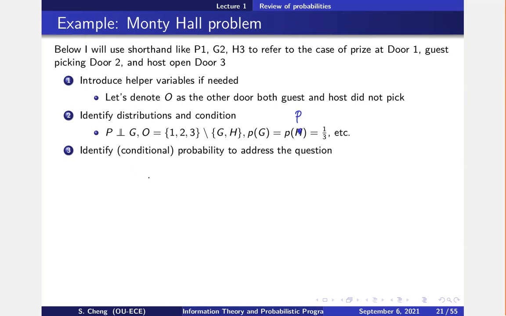So next, identify which probability actually solves the problem. Let's say I have an O here. If I have the question, what is the probability of winning given switch, using the switch strategy, always switch? So what is that probability? Using the variables here, like P, G, H, O.